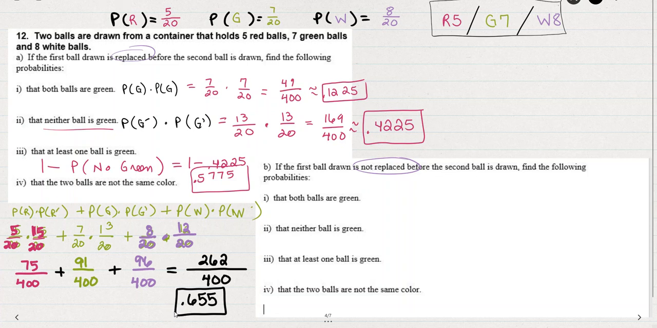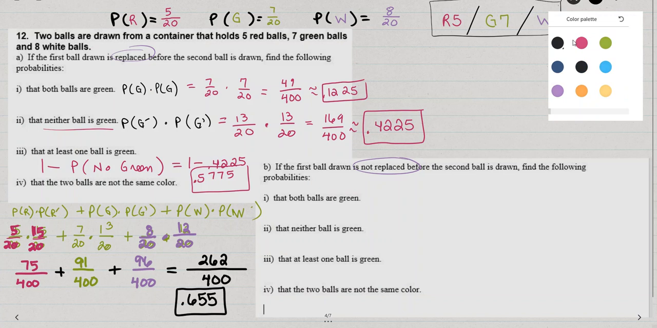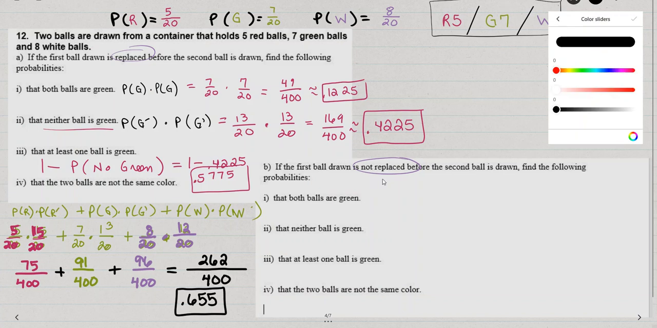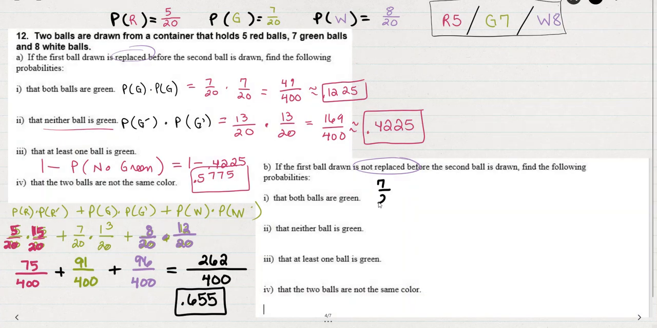Can we try the same example if we don't replace the first ball? So watch how it changes slightly. What's the probability that they're both green if I don't replace it? So the first one, there's 7 greens out of 20. And then if I don't put that green one back, we have 6 greens left, and there's a total of 19 left. So you could multiply those to finish that up.